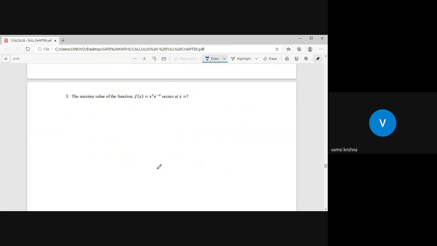Now take another question in maxima, minima. The maximum value of the function f of x is equal to x square into e power minus x occurs at x is equal to dash. So they already decided it has a maximum value at x is equal to dash. Maybe x has some negative value or something. So at x is equal to dash, it has maxima. That is the question they are asking.